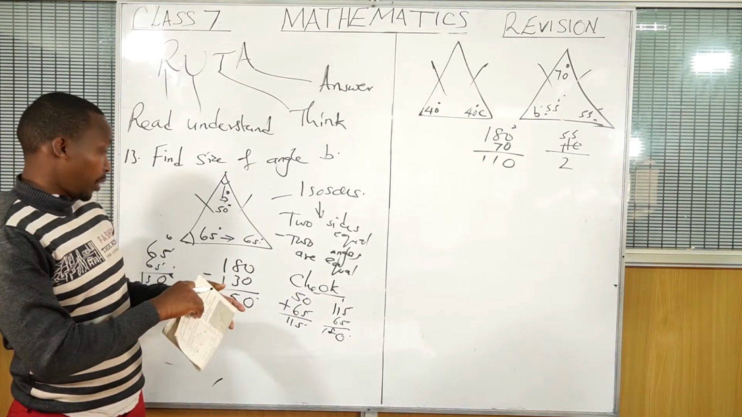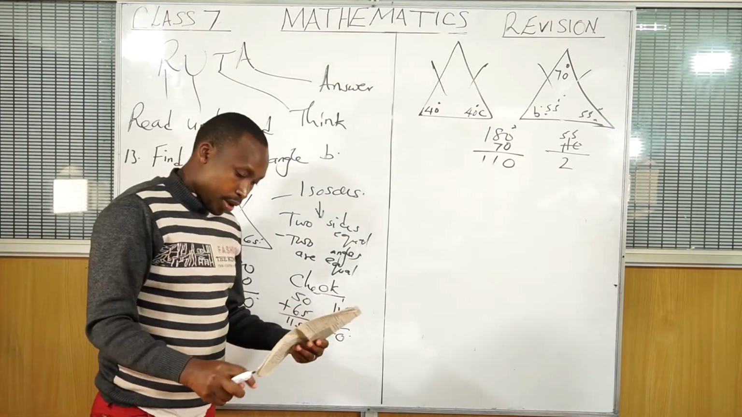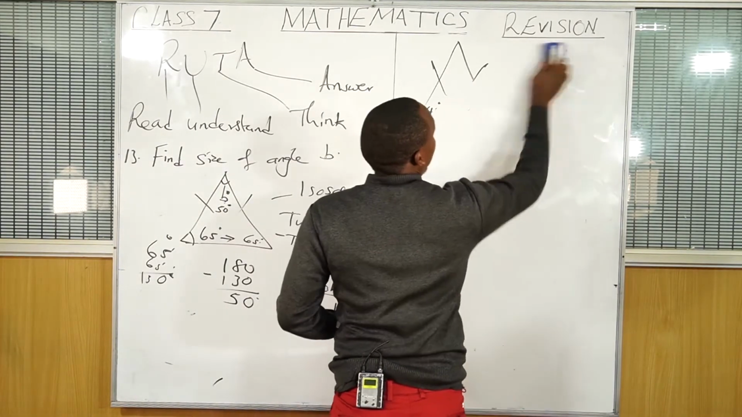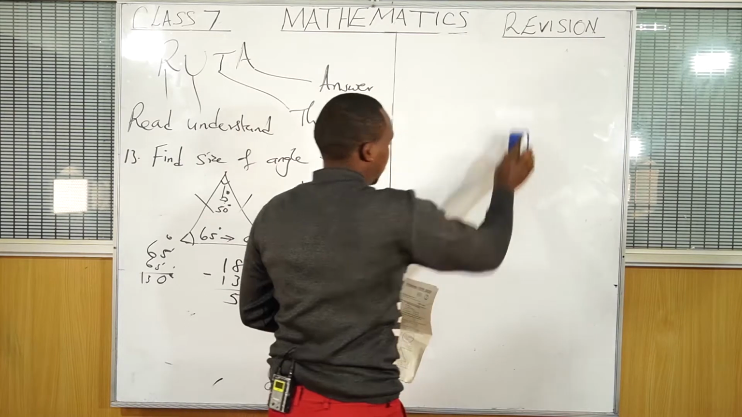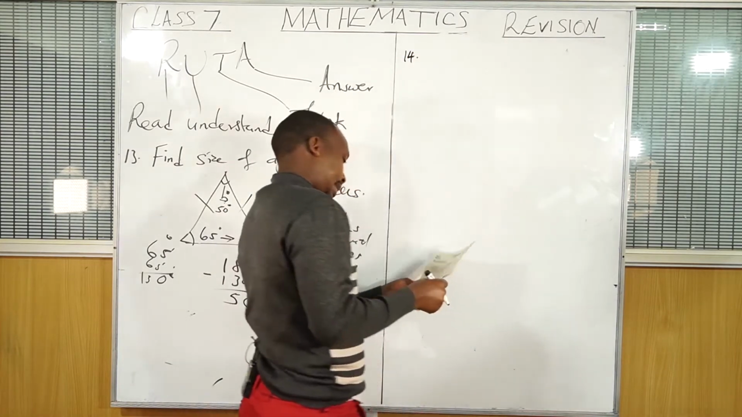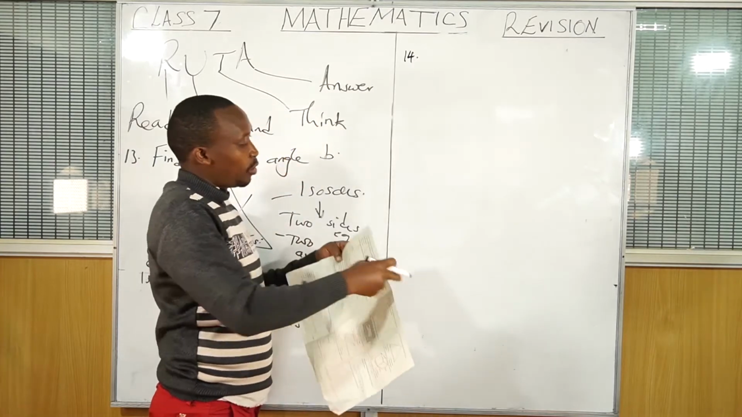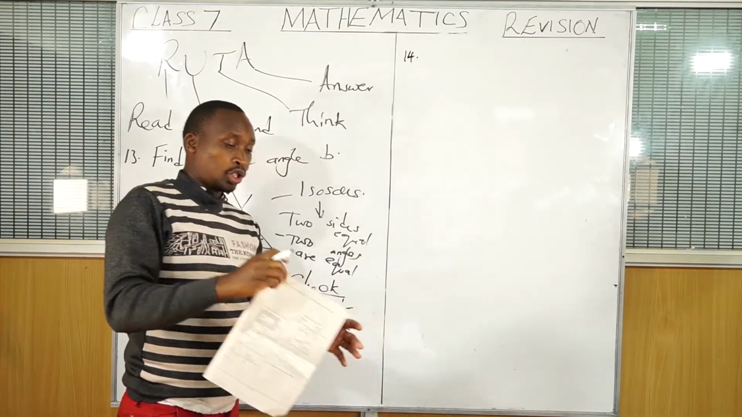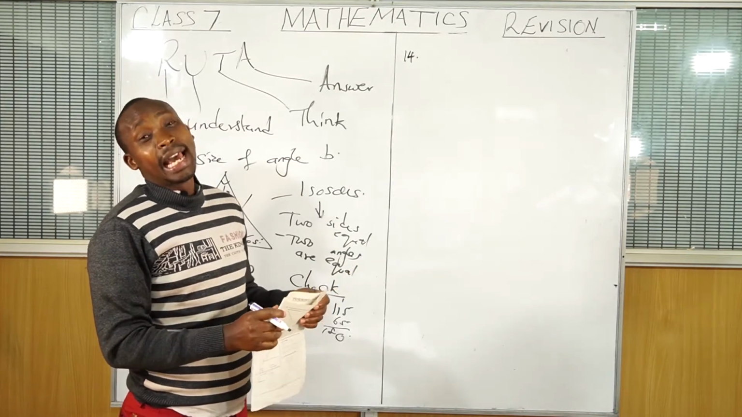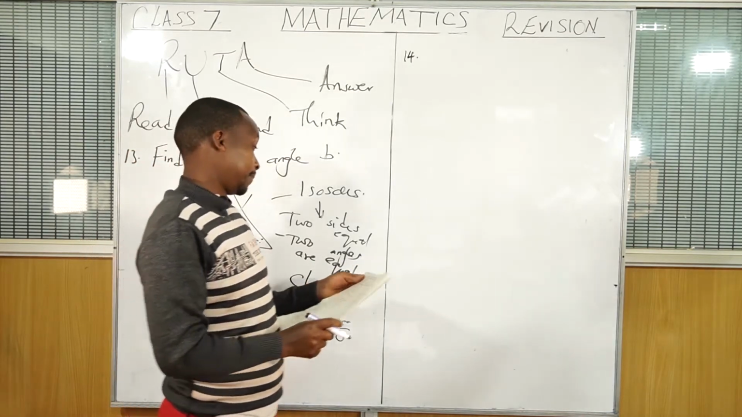We go to question number 14. Question number 14, class 7. We are now at number 14. As I said, mathematics is just playing with the numbers. And you need not get a 0 in mathematics. You are supposed to get 100%.